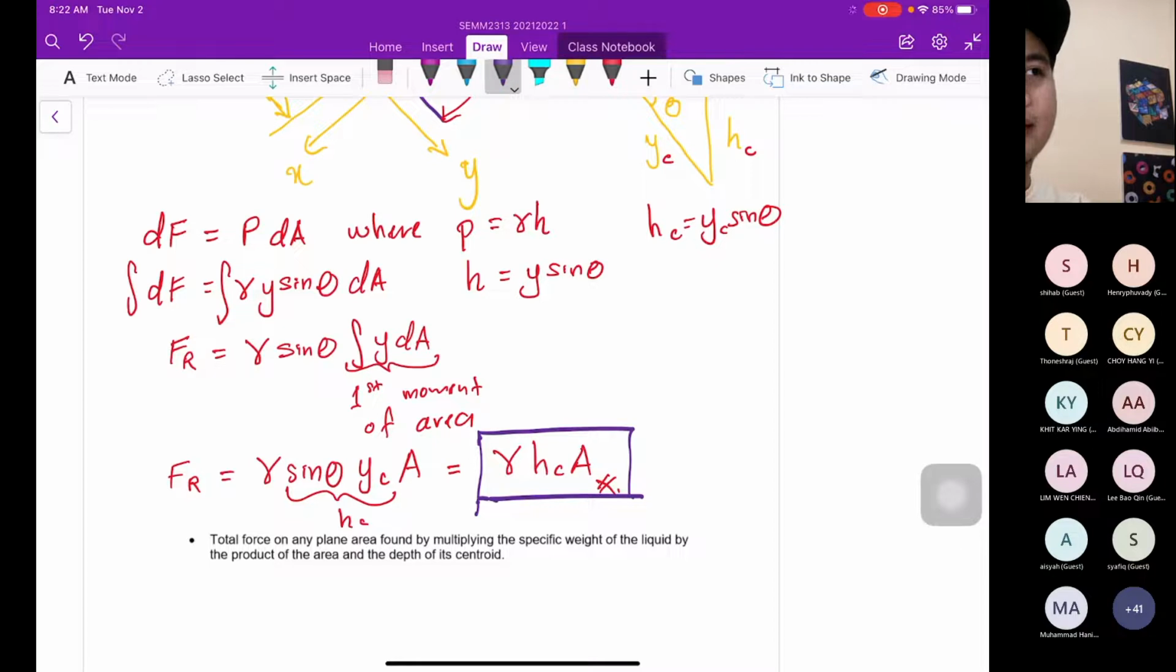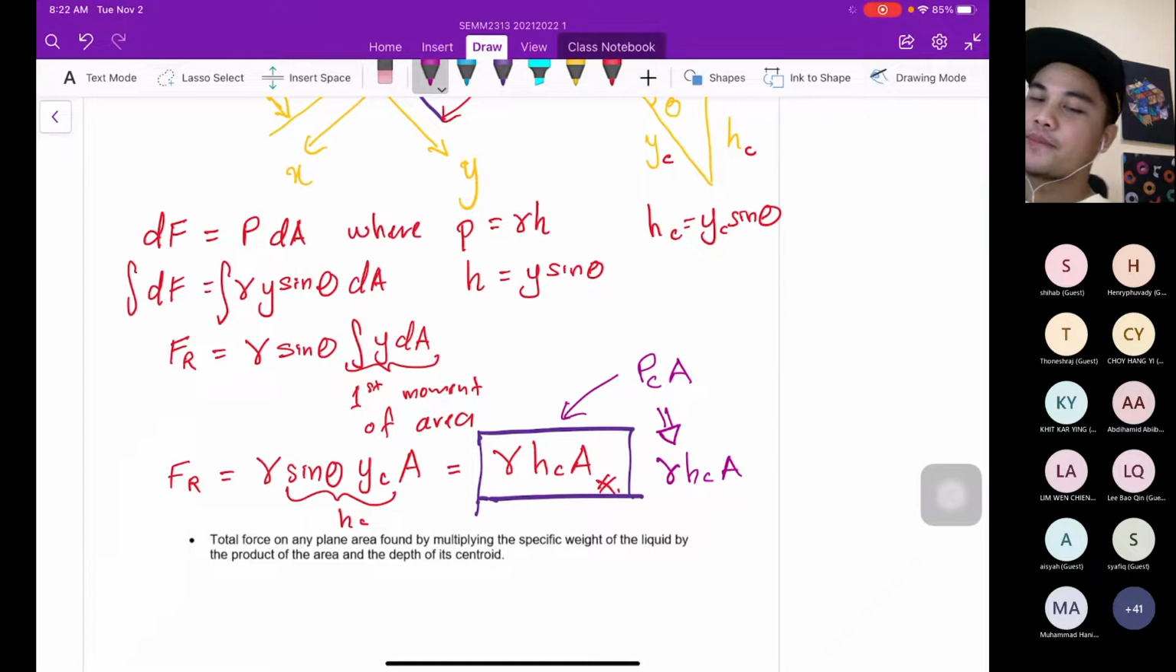Sebab nanti you are going to substitute the value, so you kena expand lah. P equal to gamma H. So the same thing lah. So basically, you need to expand. This gamma H is the pressure at C A, betul tak? Yes. Once you need to use the equation, you need to expand again. Become gamma H C A. Okay, clear.